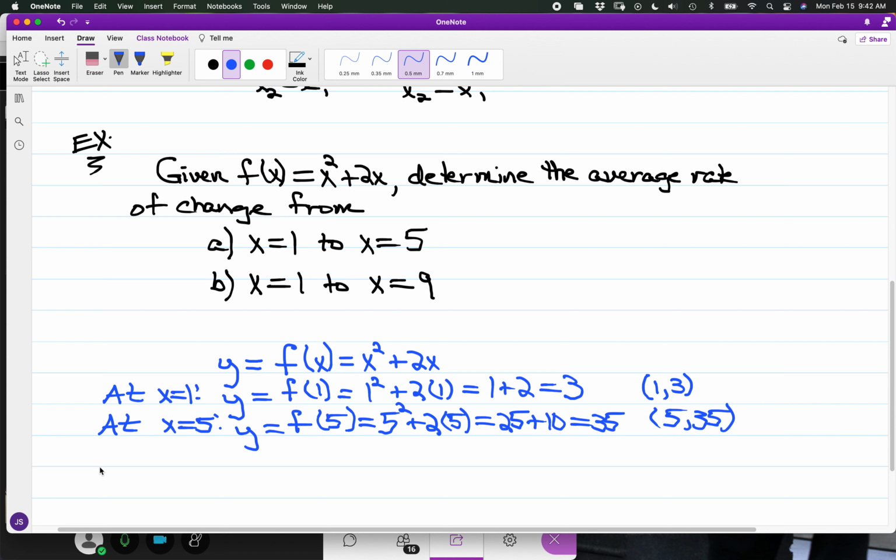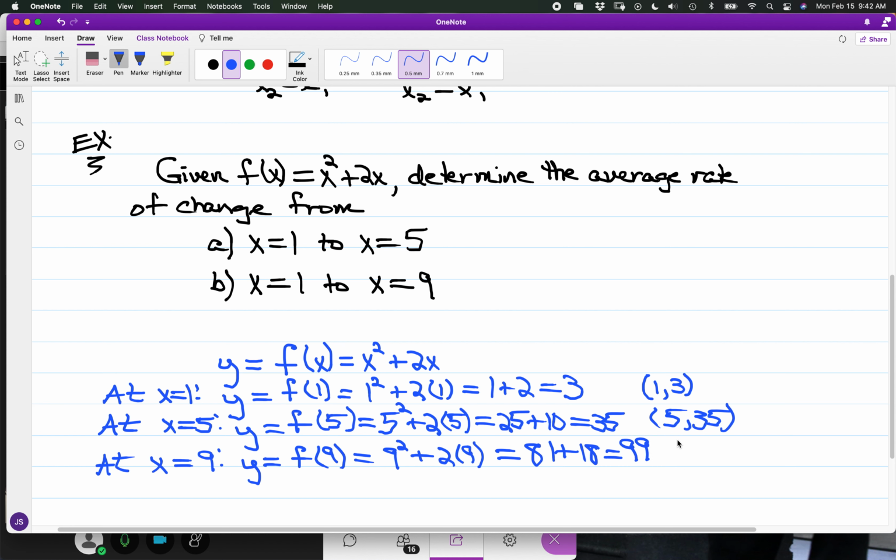And we'll go ahead and tackle our third point, which would be whenever x is equal to 9. For the corresponding y value, we have f of 9. So you have 9 squared plus 2 times 9. 9 squared is 81, and 2 times 9 is 18. So for this ordered pair, we have 9, 99.